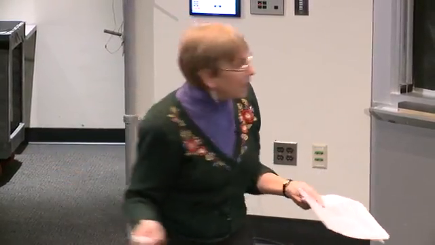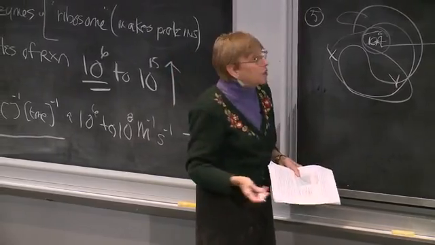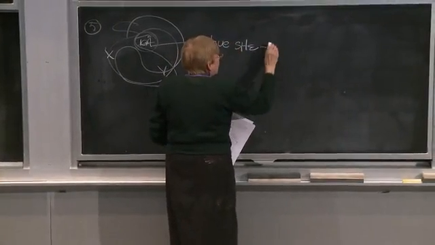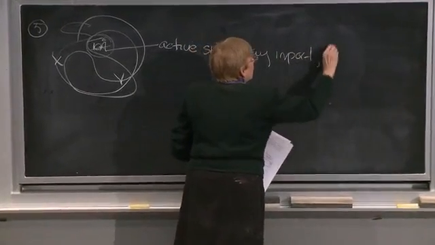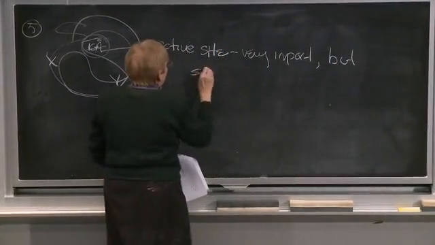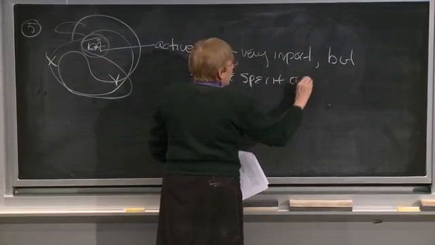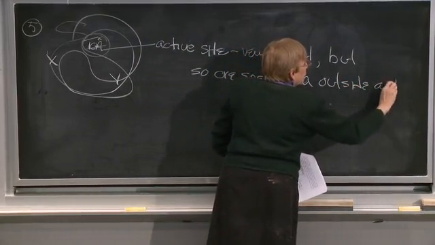But what about the rest of the molecule? The rest of the molecule is also important. You cannot remove, in general, all of this spinach and come up with a catalyst that has these amazing rate accelerations. So the active site is very important, but so are specific amino acids outside the active site.